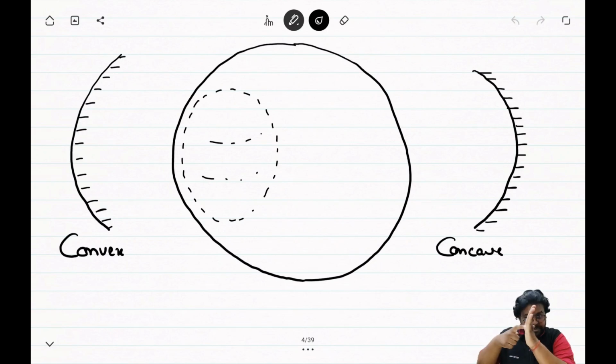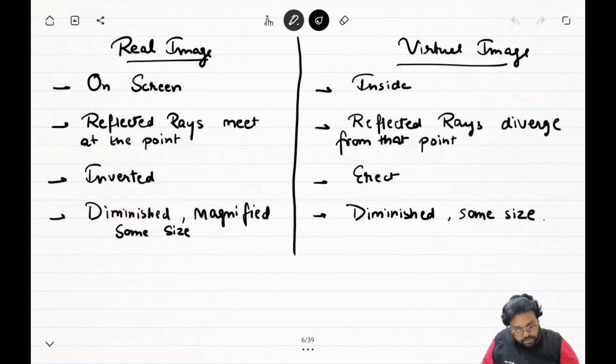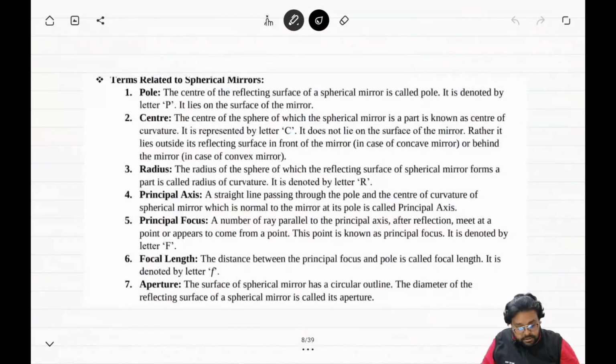Outwards from the center of the reflecting surface, this is convex. Inwards, this is concave. Okay, so we have seen spherical mirrors. Now let's talk about the terms related to spherical mirrors. The first term is pole. Pole is basically the centermost point.